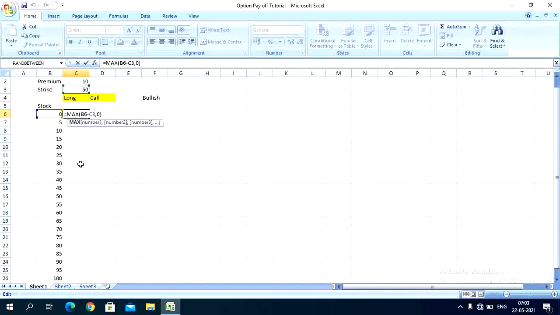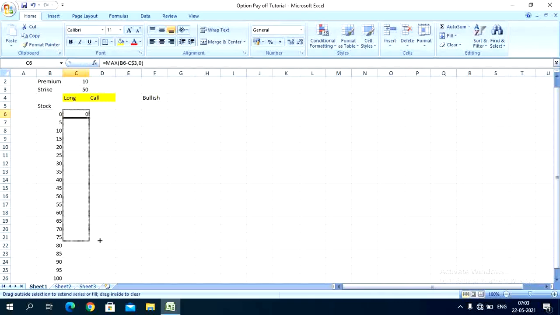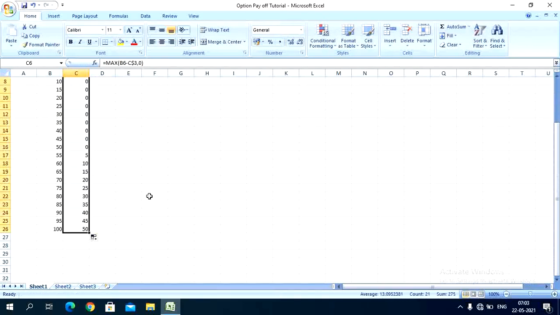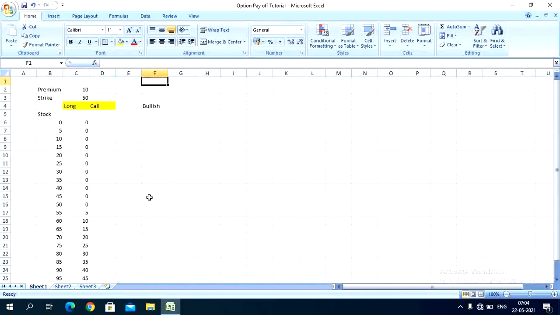drag and drop up to 100, what I'll do, this strike price C3, I can make it, write a dollar in between so that it can be static, it will not move, right? So let's drag and drop up to this. Okay, so this would be the value.